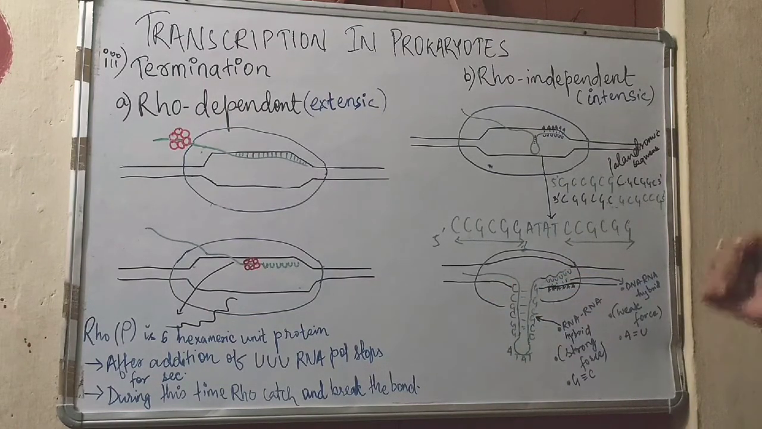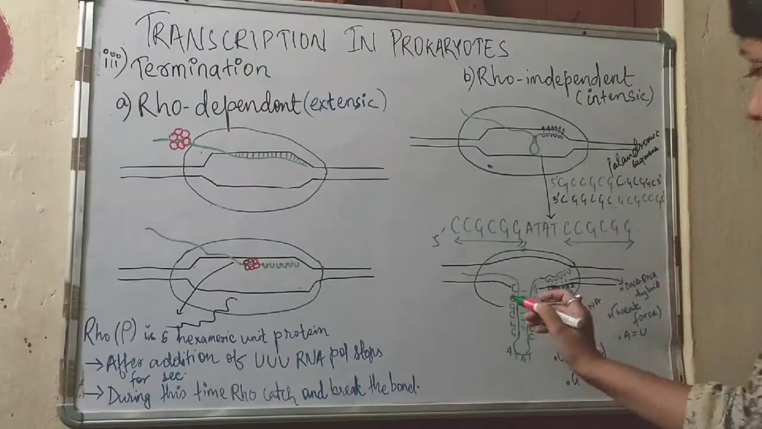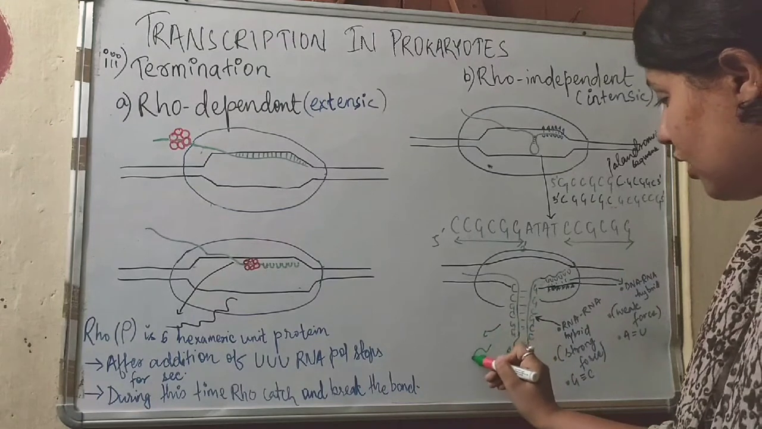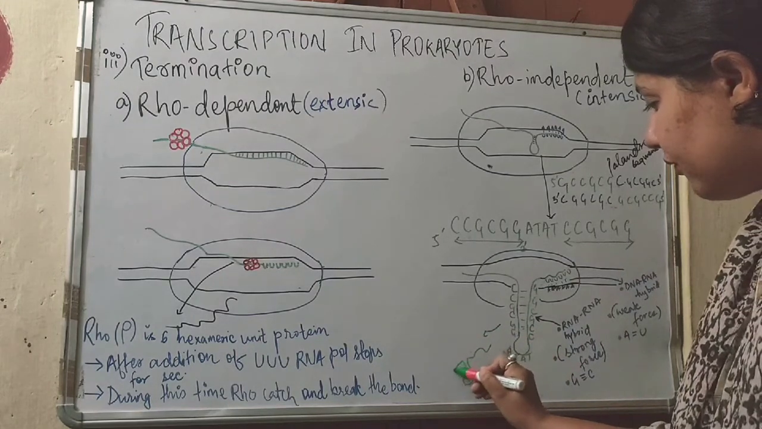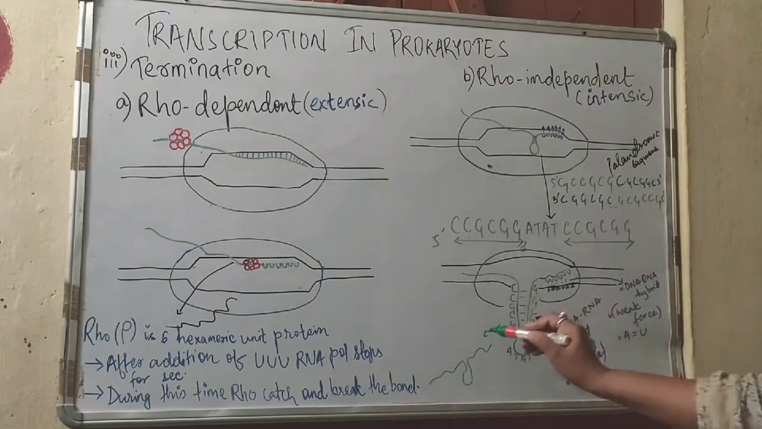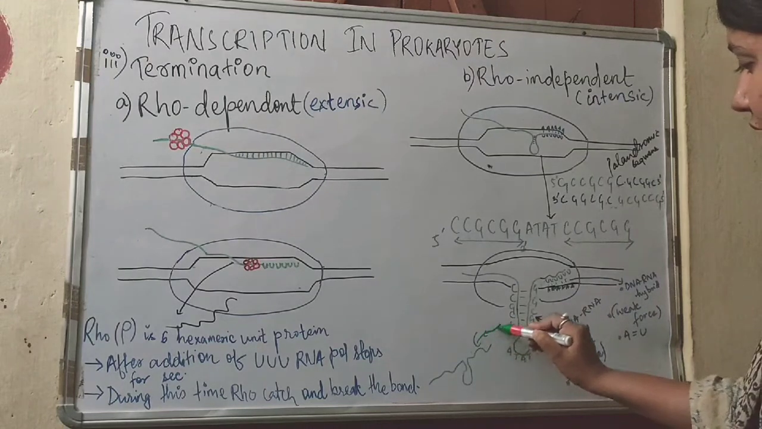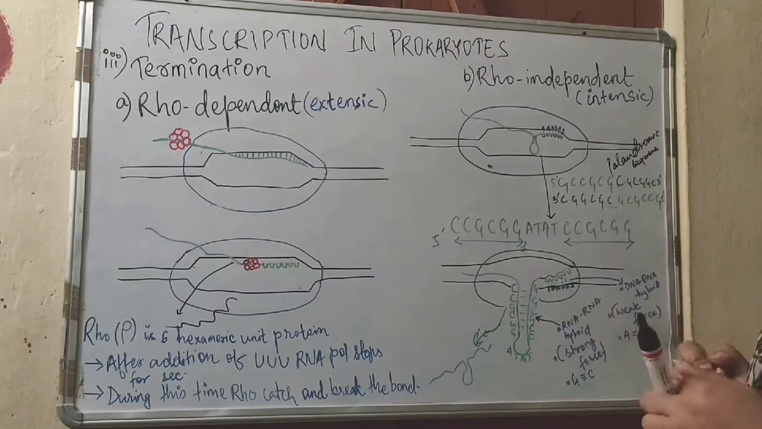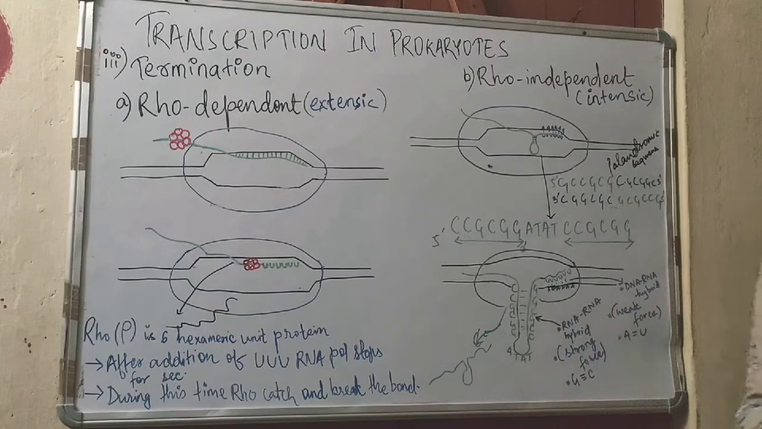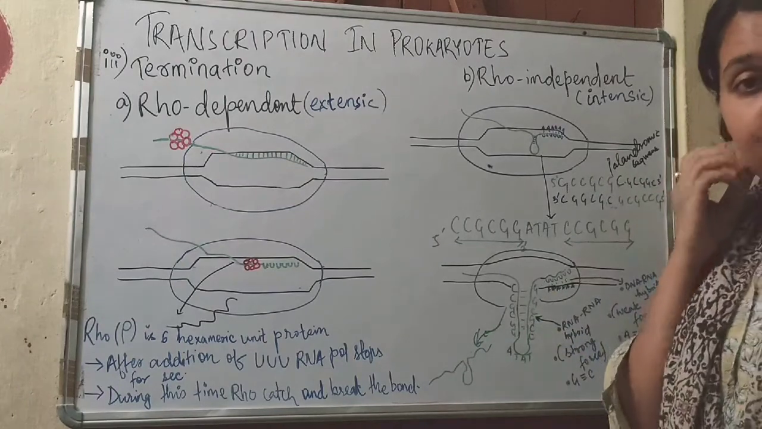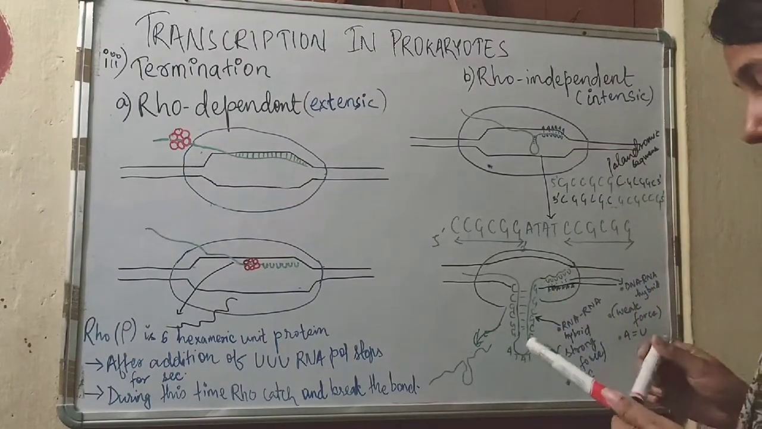So now this particular thing will fall off. This mRNA will fall off, and then there will be the synthesis of protein from this mRNA. You got it or not?